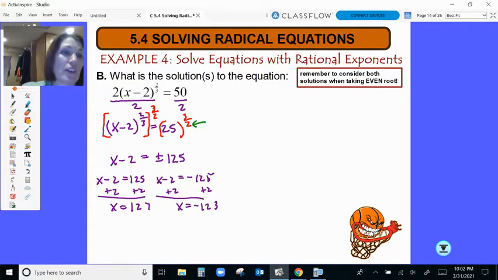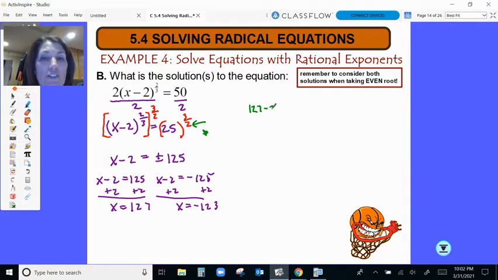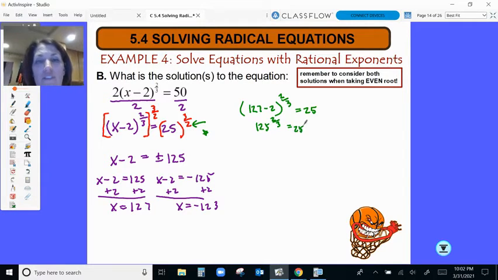Now we want to make sure we don't have any extraneous solutions, so we're going to go ahead and check it. I'm going to check it over here in this equation because it's already simplified. So I'm going to put in 127 minus 2 raised to the 2/3 equals 25. Okay, that's 125 to the 2/3 is 25. And the cube root of 125 is 5, and 5 squared is 25. So that works out good. That one's okay. Let's check the other one.